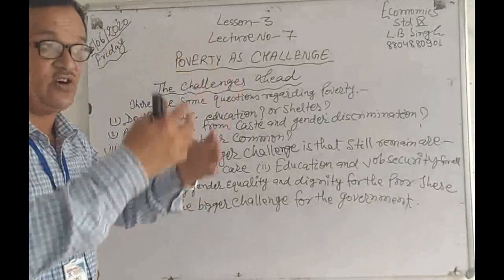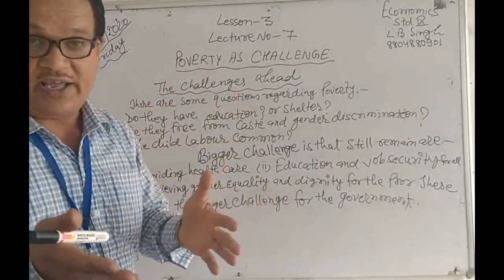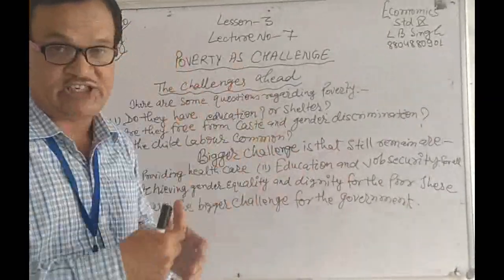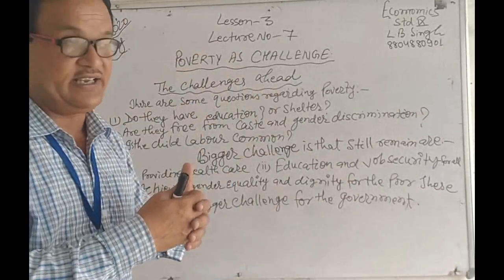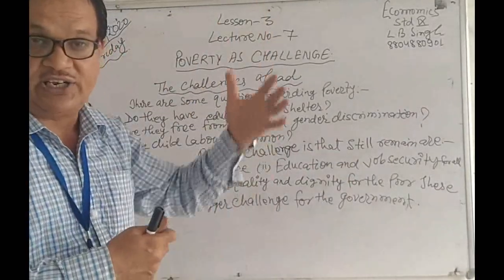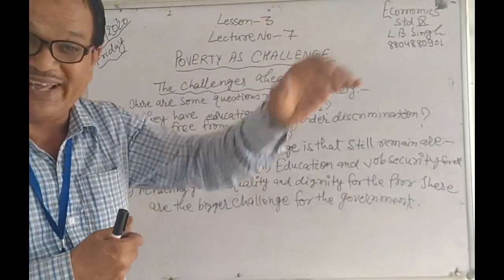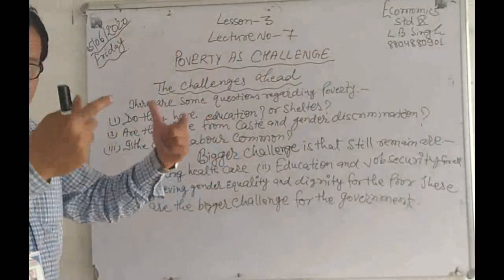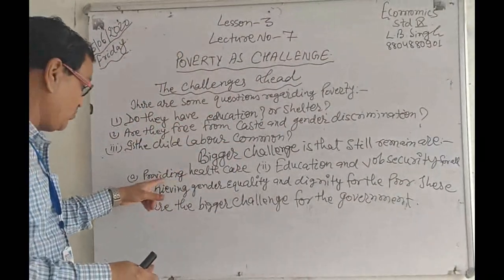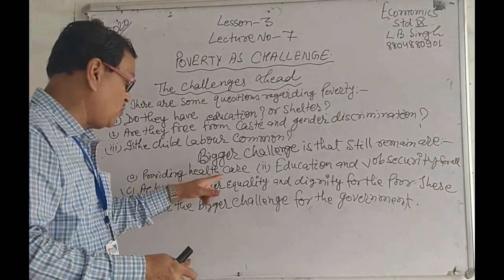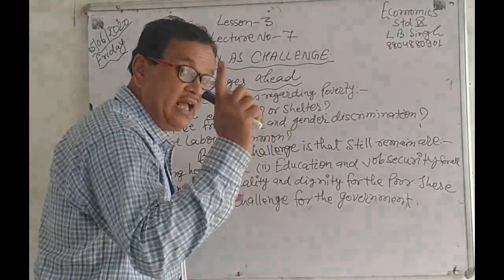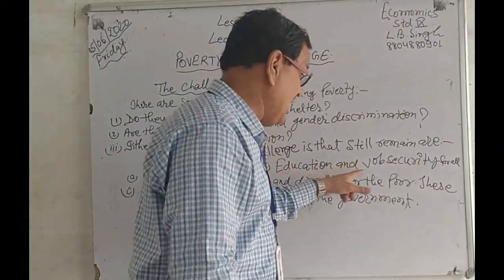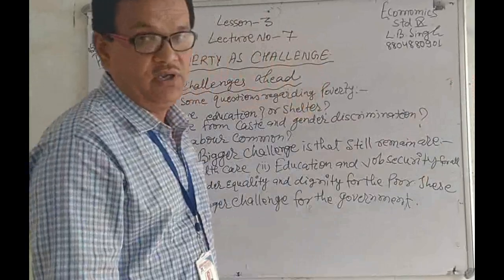But these facilities are not available. They are available in block headquarters. A lot of people are not interested in going to block headquarters 3, 4, 5 kilometers away from their villages. So if we want to remove poverty from our country, the first thing is that we have to provide medical health care. The second one is education and job security for all.